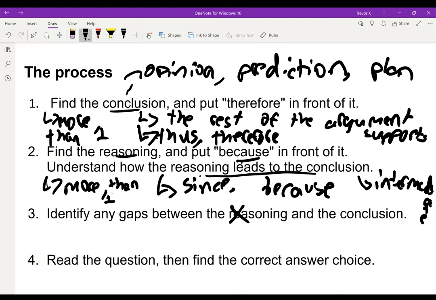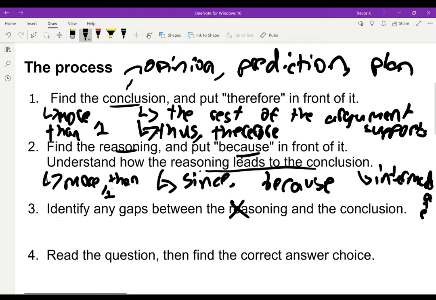Step 3, we can actually skip in these boldface questions, because we don't need to identify any gaps, we just need to identify parts of the argument. And then finally, in step 4, we read the question and find the correct answer choice.